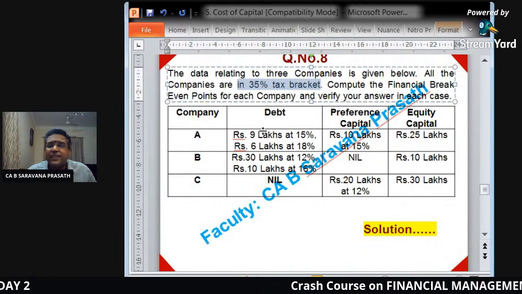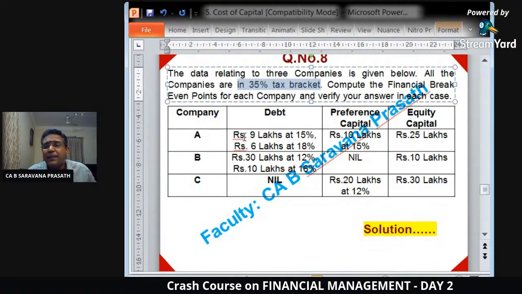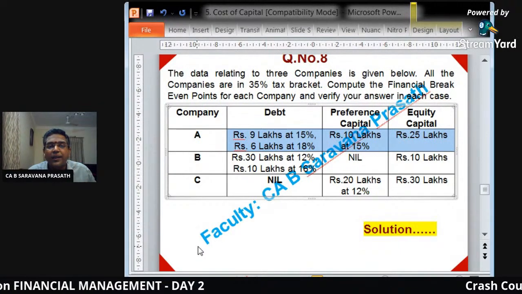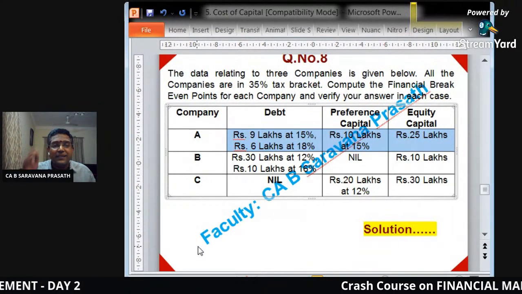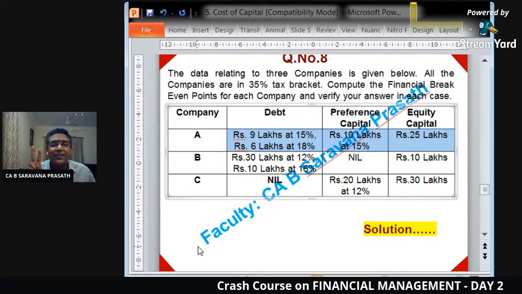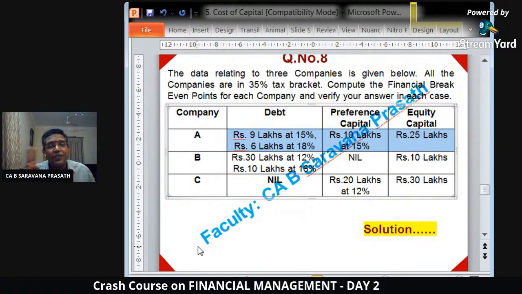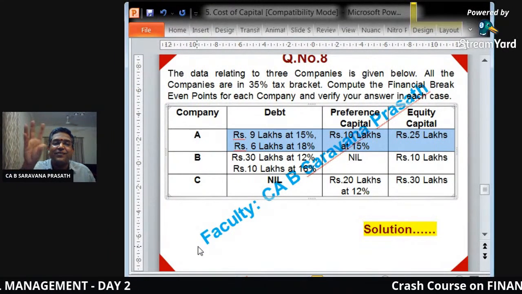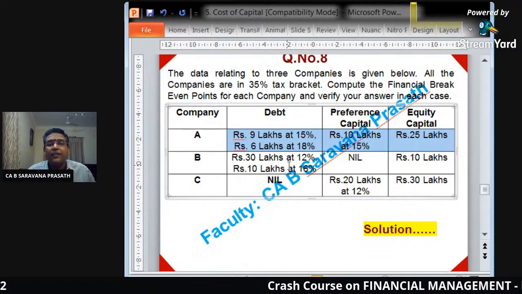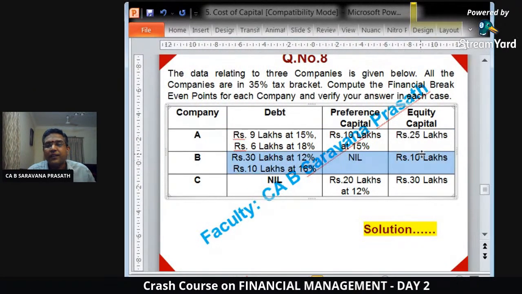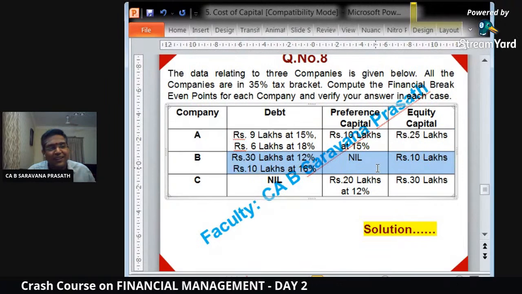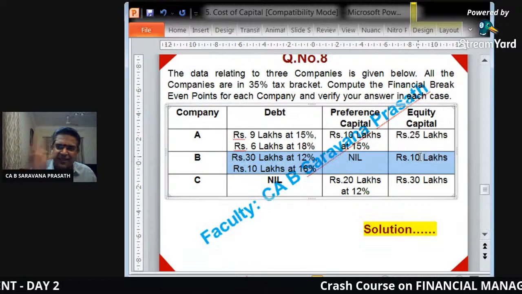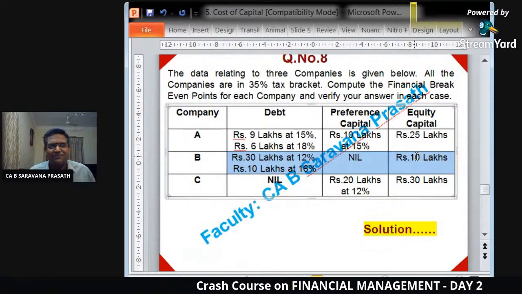Fine. What is the total capital employed by company A? 9 plus 6, 15 lakh of debt, 10 lakh of preference capital, 25 lakh of equity capital. So total capital employed is equivalent to 50 lakhs. 50 lakh. Then what about company B? 30 plus 10, 40 lakh of debt, 10 lakh of equity. So again, 50 lakh of capital.